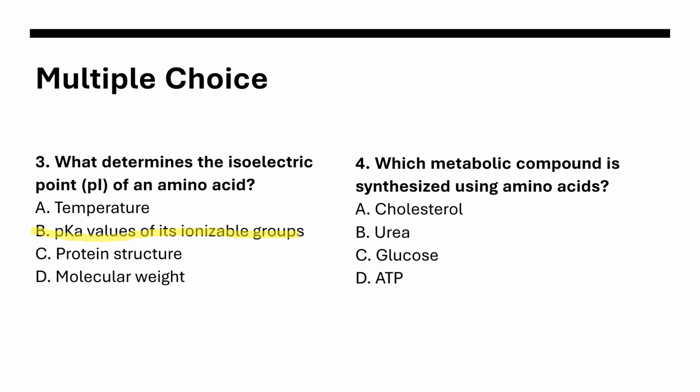For number 4, the question states, which metabolic compound is synthesized using amino acids? If we look back at the previous slide, the answer is B, urea.